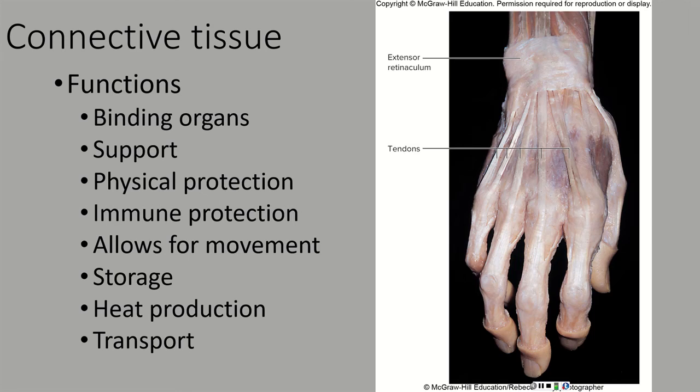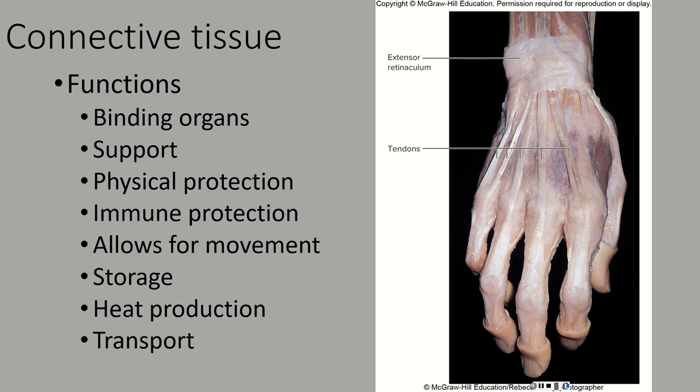Heat production. This is also called the calorogenic effect or the thermogenic effect. Heat production is a big job of a tissue that a lot of people don't know about called brown fat, or brown adipose tissue. And brown adipose tissue, or brown fat, isn't like the fat that we tend to think of, which is called yellow fat. Brown fat is actually really, really metabolically active, and it creates a lot of heat.